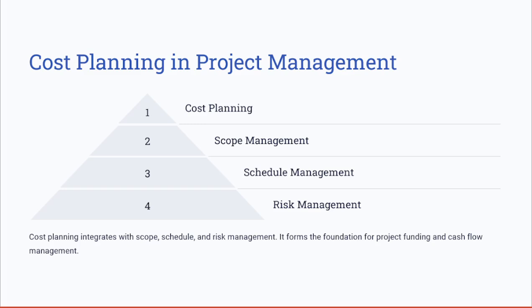The role of cost planning in the planning process group. Cost planning is interdependent with scope, schedule, and risk management. For instance, the project scope defines the deliverables, while the schedule defines the timelines, both of which impact the cost estimation and budgeting. Effective cost planning creates a cohesive framework for managing the financial performance.